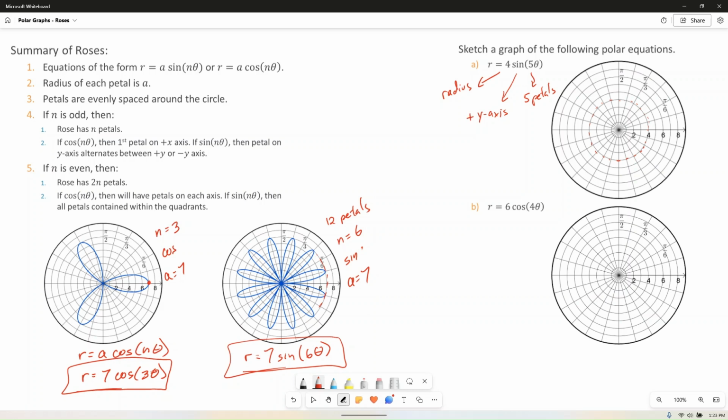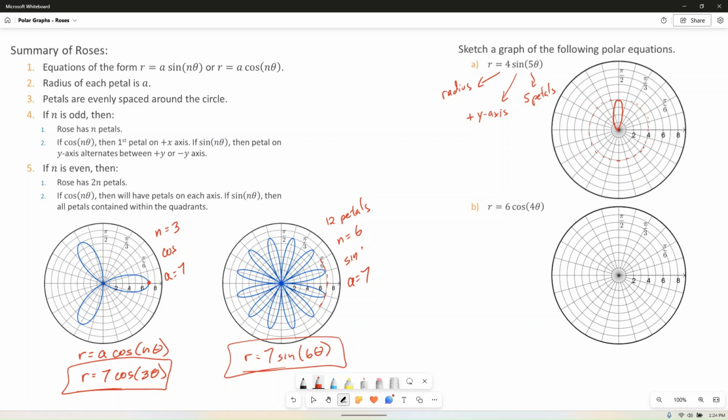And again, it has a radius of 4. So let me draw my first petal. It's not necessarily the first petal if you were to generate the graph rotating around the circle, but just in terms of drawing it freely here, I'm going to draw my first petal on the y-axis going up. From there, I need to draw 4 more, and I need to try to draw them so that they're all evenly spaced.